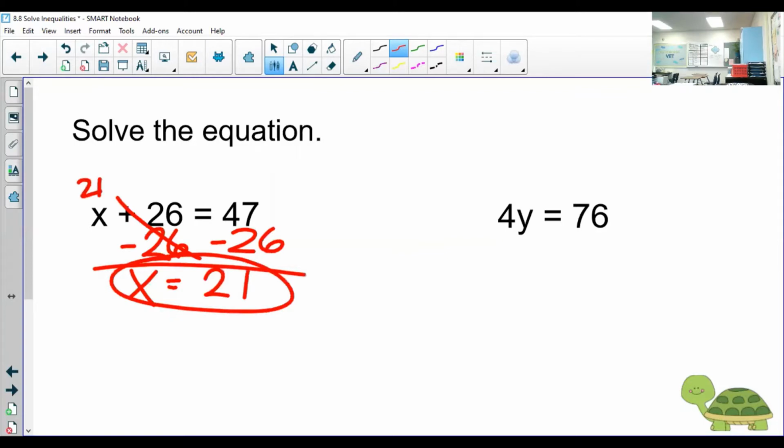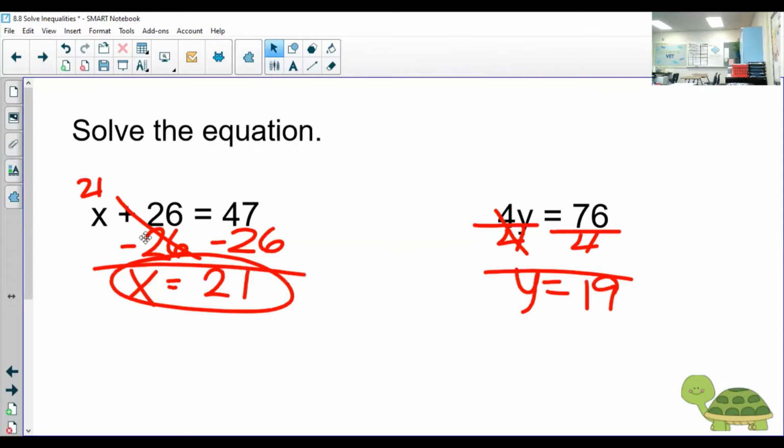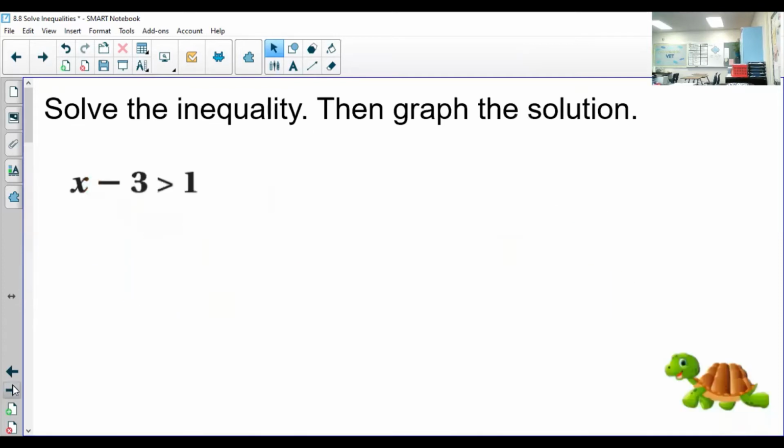Okay, so we do the inverse of add and subtract, and then over here we have 4y equals 76. So two numbers next to each other mean to multiply. So the opposite would be to divide both sides by 4. The 4's cancel. Y equals 19. Okay? All right, you remember how to do this. I know you do. So today we are going to be doing something very, very similar, just inequalities.